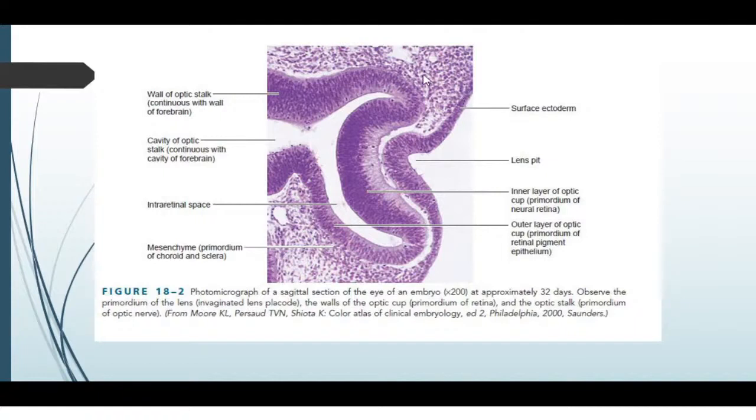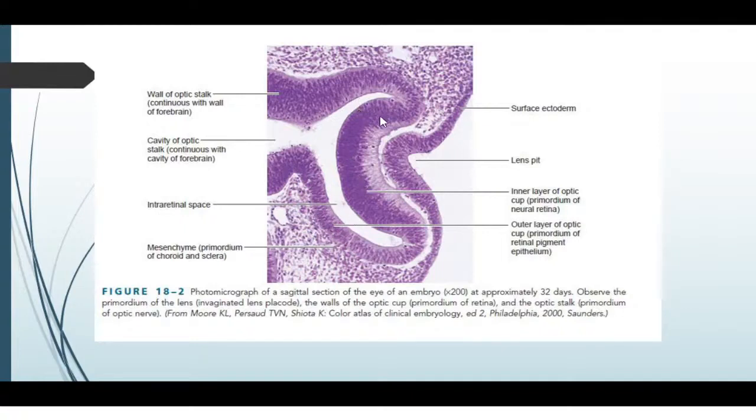Look at this one. We see here the surface ectoderm, which is thicker, and the optic cup is also a very thick layer of epithelium. This is the epithelium of neural ectoderm. And we see some elements like the cavity of the optic stalk. Also we see the intraretinal space, and two layers of future retina, the outermost layer and the innermost layer.